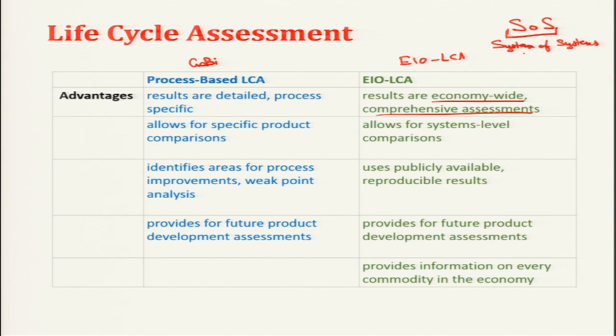systems. But in process based LCA, the results are detailed and process specific. It can be process specific, it can even be product specific. But a product also has some process associated with it. So let us first take the process based advantages only.